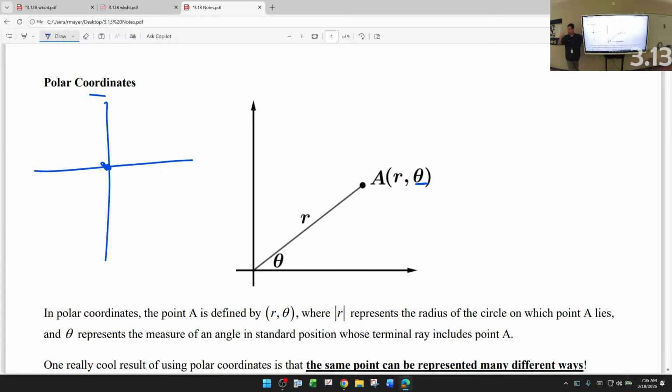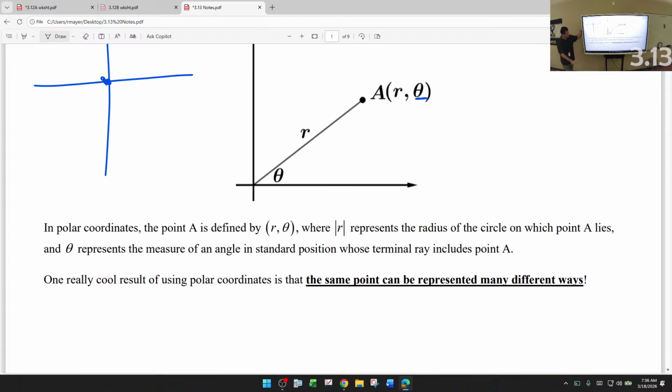And then R is telling you how far out you're going to go from that angle. So it's R, theta. R is the radius, theta is your angle. Okay? R could be negative. That is the trickiest thing about these. In the polar coordinate system, the point A, this point out here, is defined by R, theta, where the absolute value of R represents the radius of the circle in which point A lies, and theta represents the measure of the angle in standard position whose terminal ray includes point A.